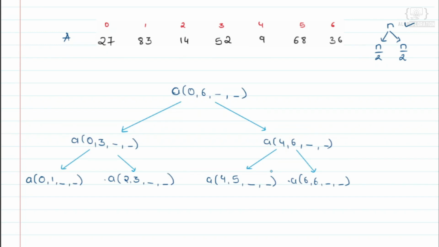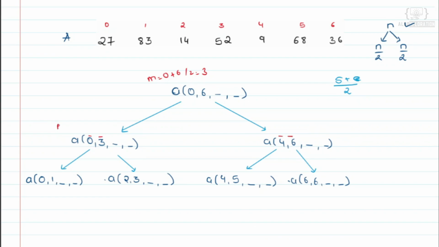Now here the structure of the tree will look like this. To find the mid index, the formula will be start plus end divided by 2. Here start is nothing but the start index and end is nothing but the end index. So to find the mid, 0 plus 6 by 2, that will be 3. So we will call 0, 3 and mid plus 1, end, that is 4, 6.